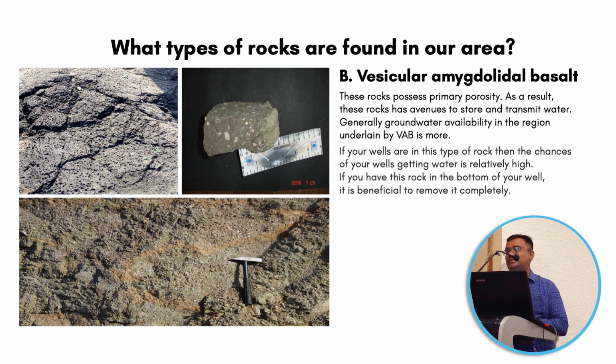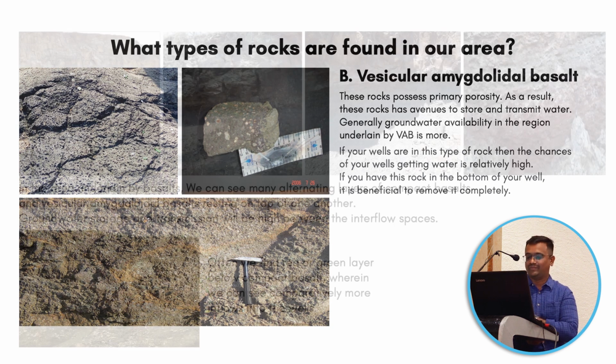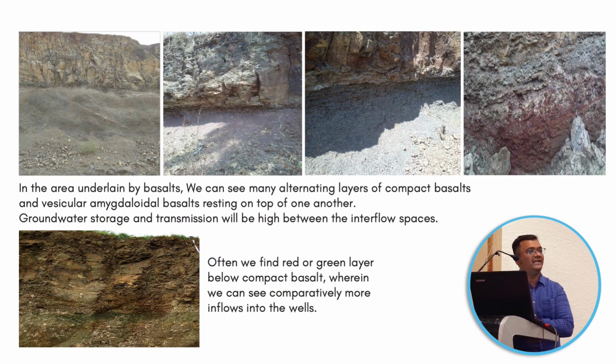The second subtype is the vesicular amygdaloidal basalt, which has pore spaces. That means avenues for storing and transmitting groundwater. So where there is vesicular basalt, we normally find more groundwater, and the vesicular basalt is what forms our aquifers. And as I said, these layers are resting on top of one another. So there is a layer of compact basalt, then a layer of vesicular basalt, then again a layer of compact. So these two are alternating layers resting on top of one another.